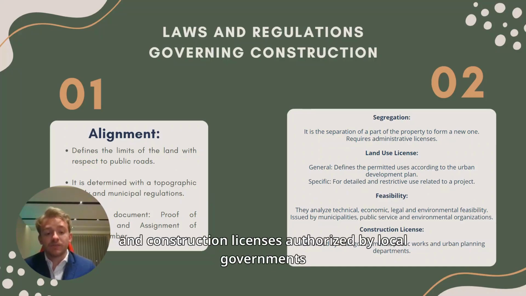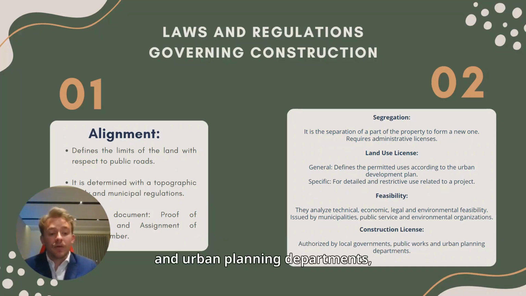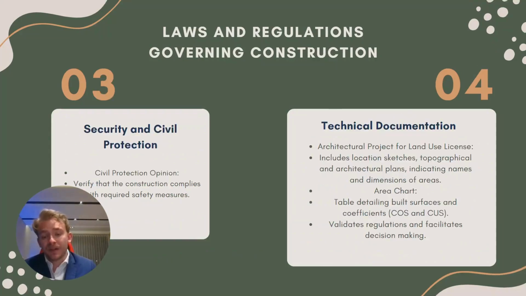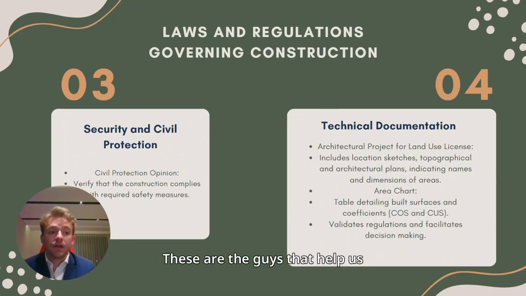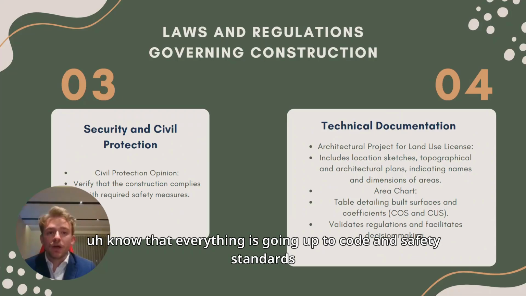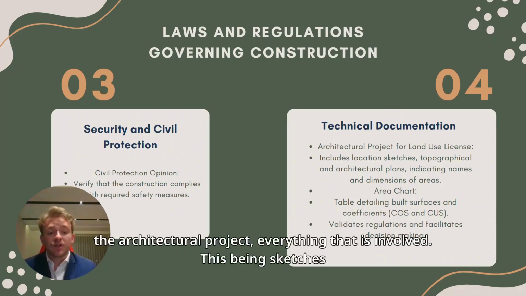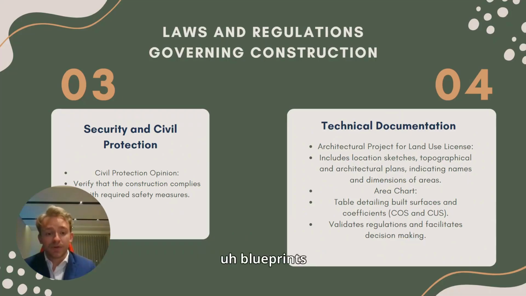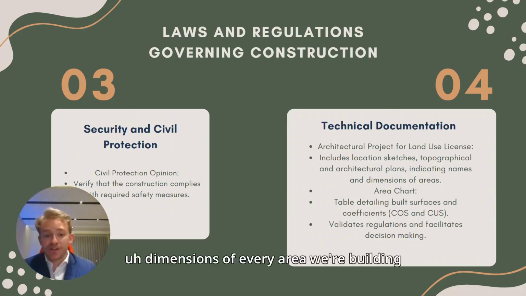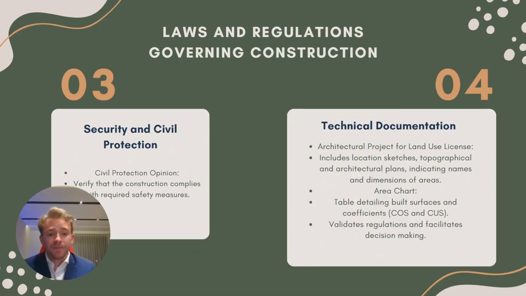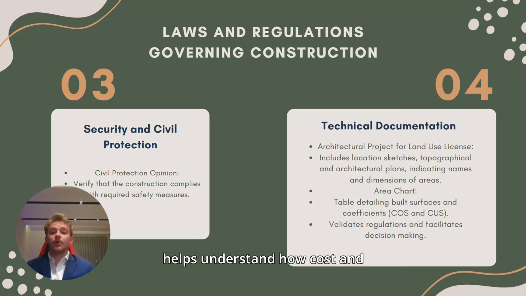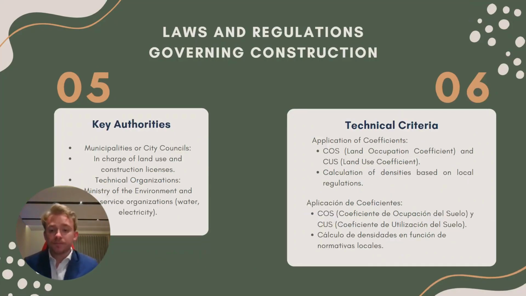Feasibility then covers the legal, economic, and environmental feasibility issued by municipal public services and environmental organizations, and construction licenses authorized by local governments and urban planning departments. Security and civil protection. These are the guys that help us know that everything's going up to code and safety standards. And the technical documentation, the architectural project, everything that's involved. This being sketches, blueprints, dimensions of every area we're building, and it also helps understand how cost and cost must work.